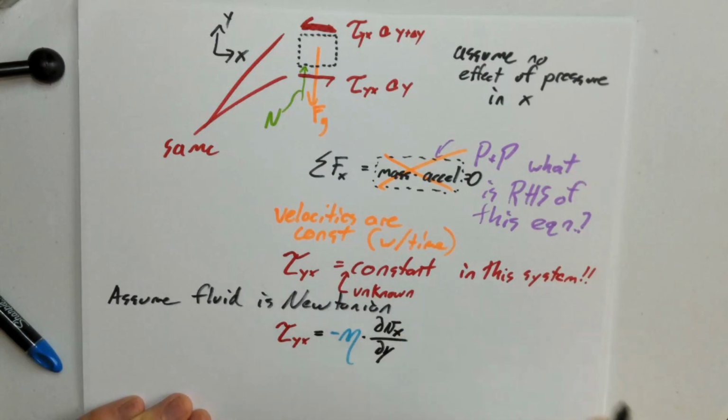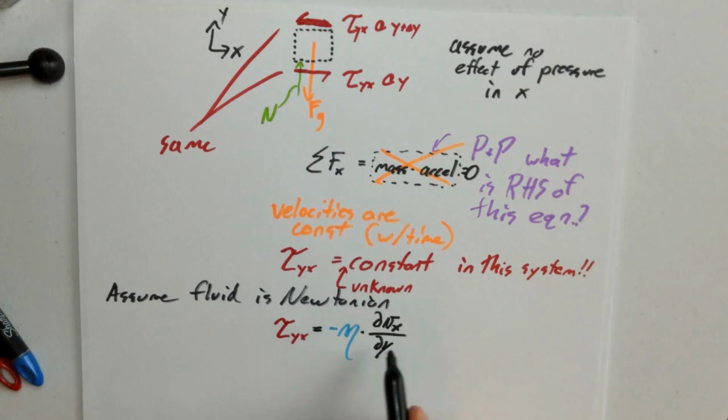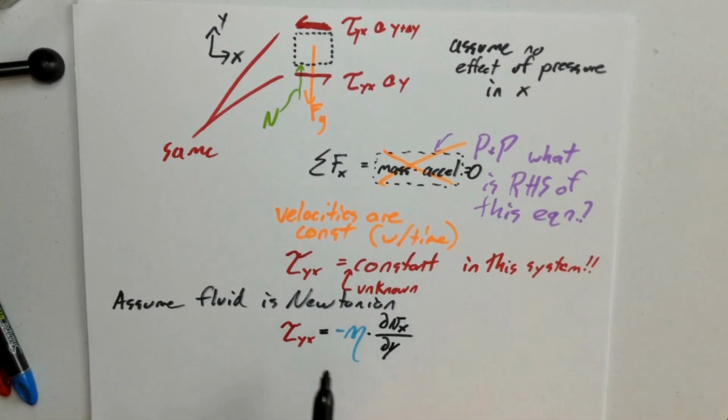Times dvx dy. Right, and this relationship is what came out of our constitutive relationship that we worked out, right? So assume the fluid is Newtonian. Here we have our constitutive relationship. Shear stress is as of yet unknown, but we're starting to get a relationship between this unknown shear stress and some quantities that are known.